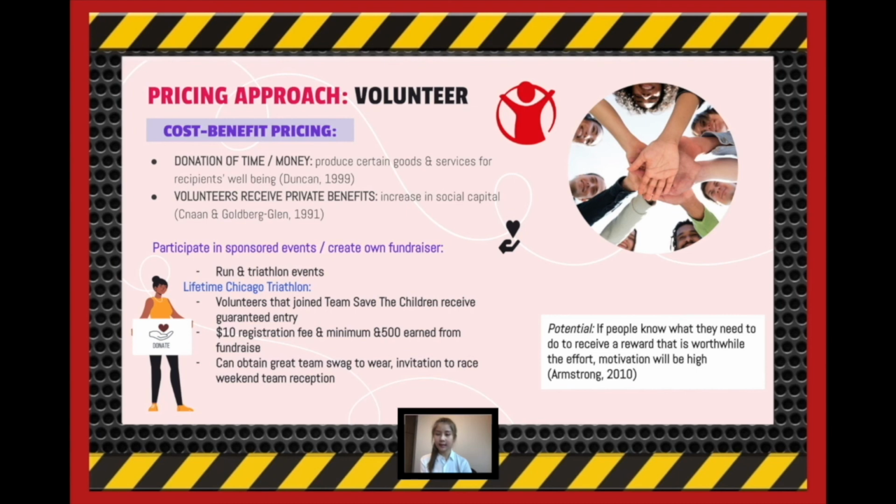no violence against children. Armstrong stated that if people know what they need to do to receive a reward that's worthwhile for the effort, motivation will be high. Therefore, from a cost-benefit pricing perspective, it will boost higher motivation for the volunteers in contributing to improve the condition of other people without receiving any monetary compensation.